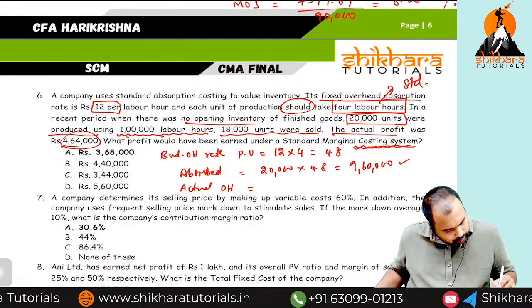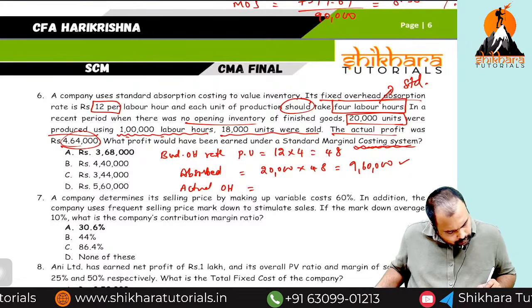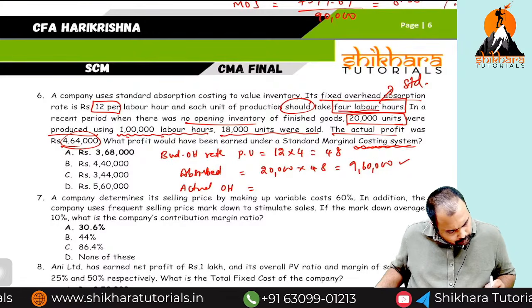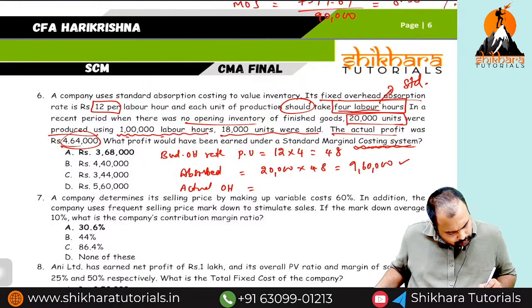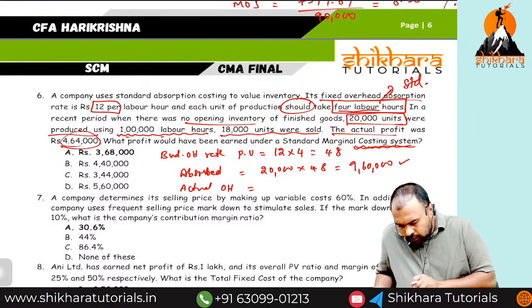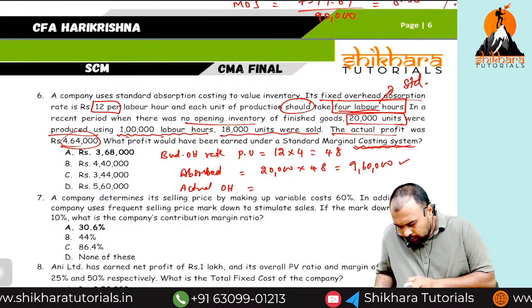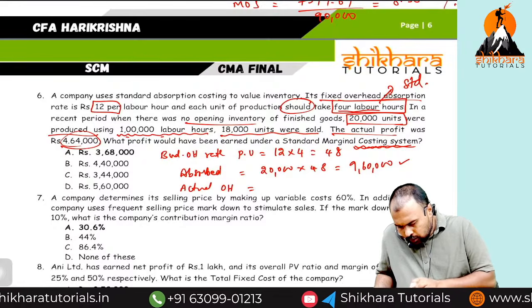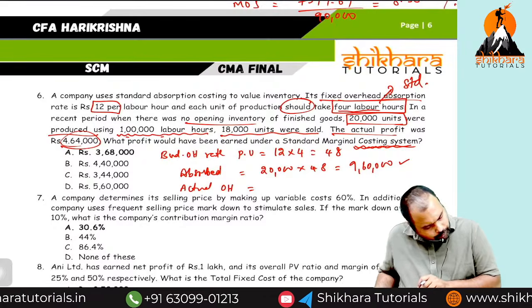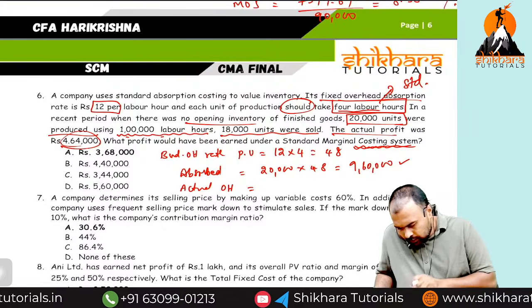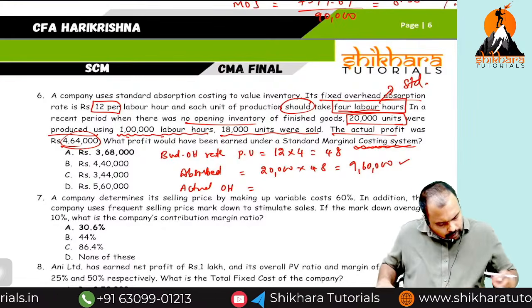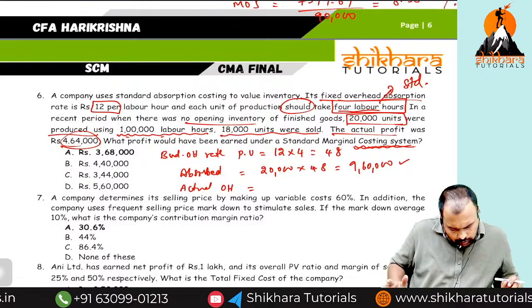20,000 units, 4 labor hours per unit, 20,000 into 4 labor hours per unit, which leads to 80,000 hours into 12, which leads to 9,60,000. That's okay.